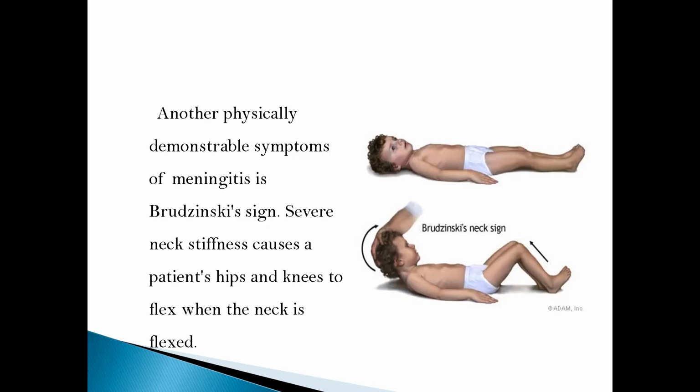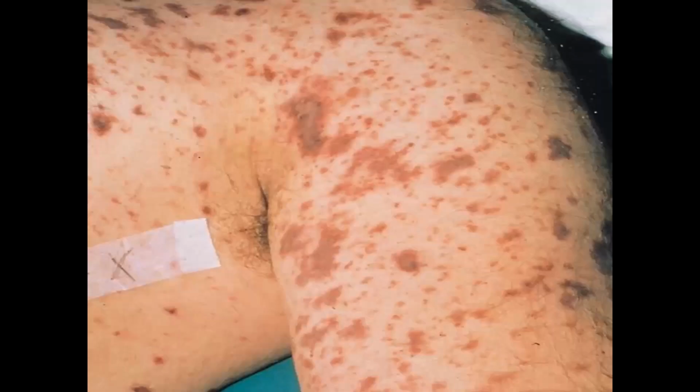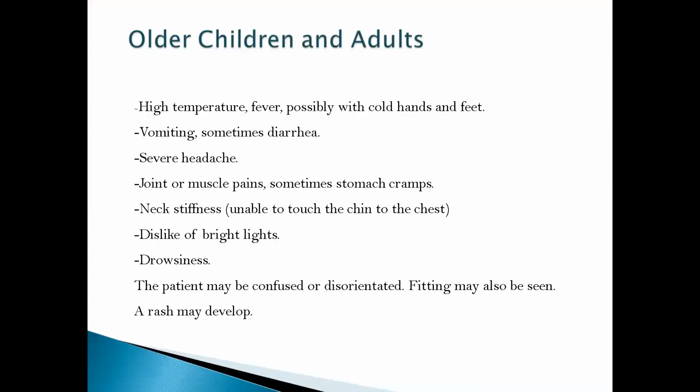Okay, how the Brudzinski neck sign will be there. Here the Brudzinski sign: severe neck stiffness causes the patient's hip and knees to flex when the neck is flexed. Okay, these are all symptoms you can mainly see in meningitis cases.